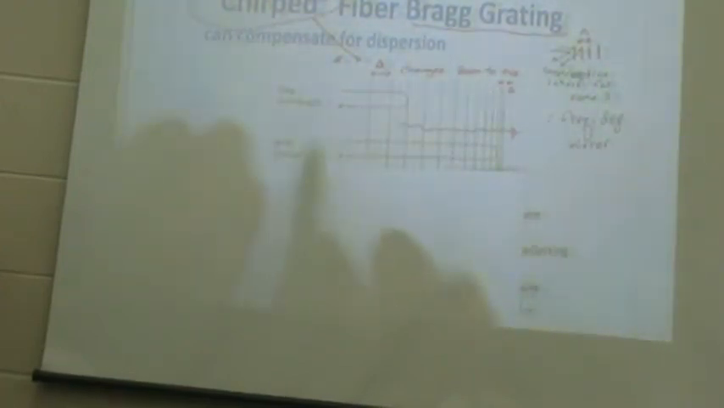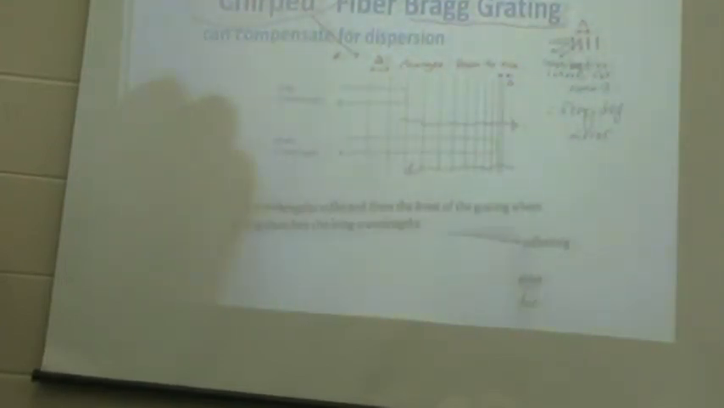So if the shorter wavelengths were out in front, I can put them back where they need to be by delaying them. So this is a means by which you can compensate for dispersion of fiber. The longer wavelengths are reflected from the front of the grating where the spacing matches those wavelengths. The shorter ones penetrate further into the grating before reflecting, and so they're going to experience more delay.